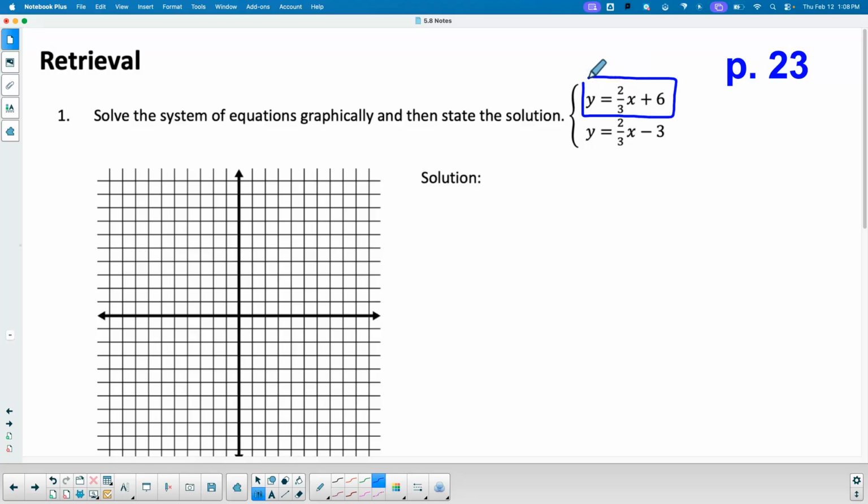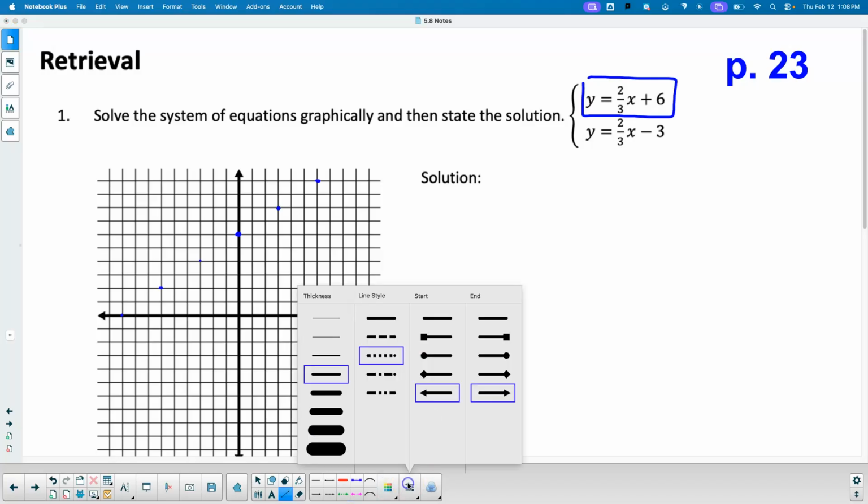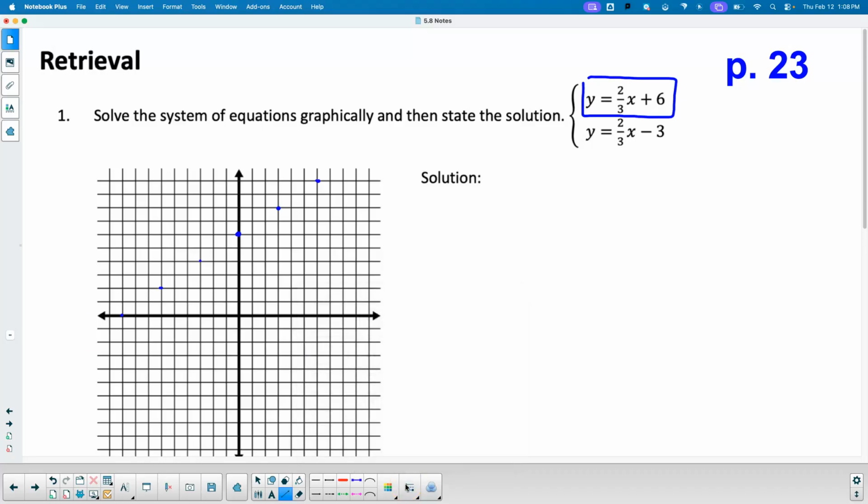Deal with the first one first. Y equals 2/3 x plus 6. That has a y-intercept of 6. 1, 2, 3, 4, 5, and 6. It has a slope of 2/3. So that means rise of 2, run of 3. So that is up 2, right 3. Or down 2 and left 3, and so on and so forth. That then would give us a solid line. Looks like that. Yes? Yeah. Okay. All right.